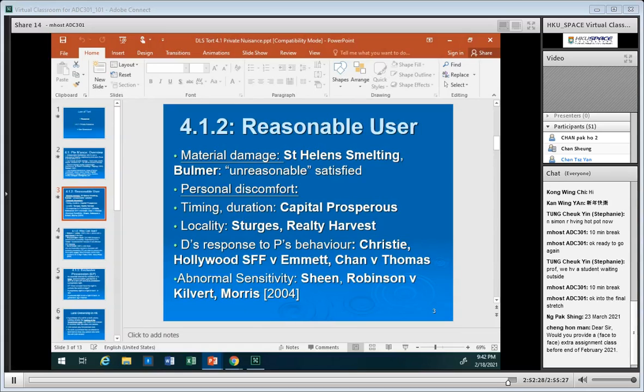Robinson and Kilvert. Another situation might be, let's say somebody is a nurse who is working at a hospital and they work at night time and sleep during the daytime. Well, the nurse cannot complain about noises which emanate normally during the daytime, like somebody drilling next door, for example, because you will be judged from the standard of an ordinary plaintiff, normal plaintiff, not somebody who is abnormally sensitive.